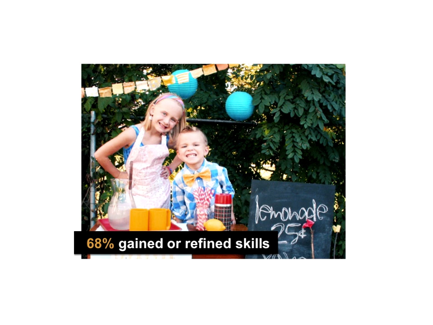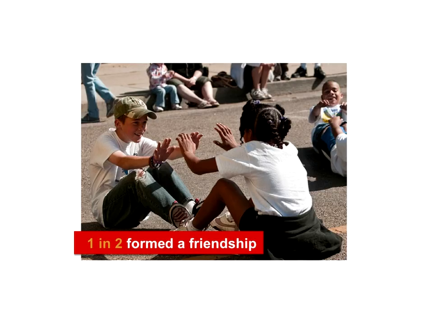68% talk about gaining or refining skills, and we have a whole collection of different skills that they shared that they felt they had built or refined through some of our online programs. 1 in 2 formed a friendship. I think this is really important because books like Boys Adrift by Dr. Leonard Sachs talk about the lack of positive peer role models as one of the biggest factors that he says are fueling this epidemic of unmotivated boys and underachieving young men. That's the cover of his book. And I think that social networks like Facebook aren't really the place for meeting new people.